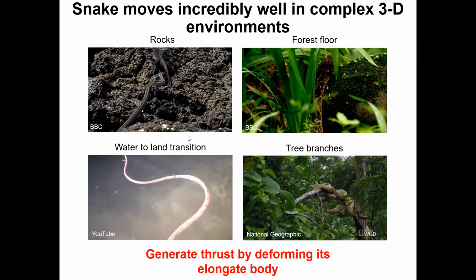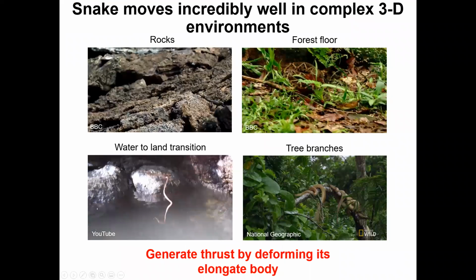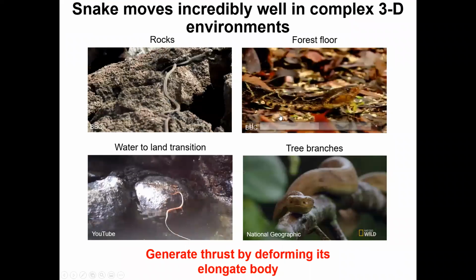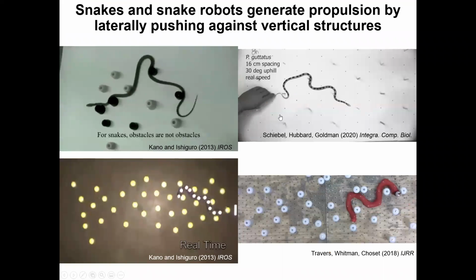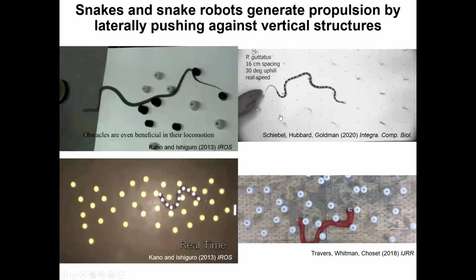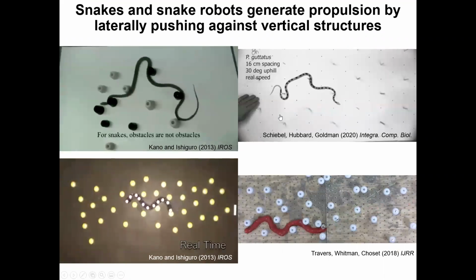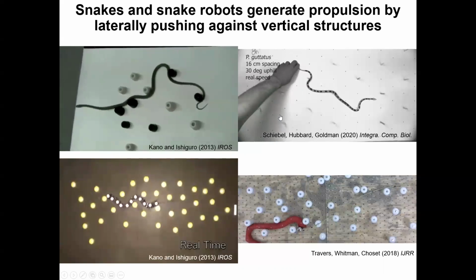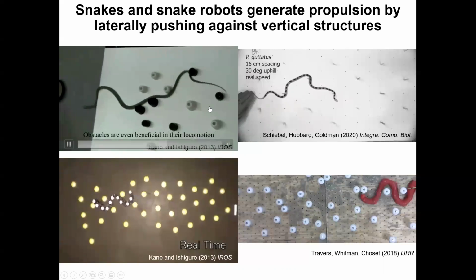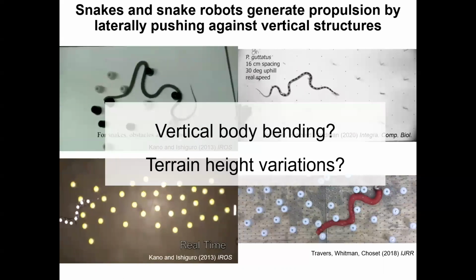As we all know, snakes move incredibly well in complex 3D environments. They can generate thrust by deforming their elongated bodies. Previous snake and snake robot studies found that they can generate propulsion using lateral bending to push against the vertical structures on the horizontal plane. However, we knew relatively little about whether they also generate propulsion from vertical body bending and whether they utilize some terrain height variations.